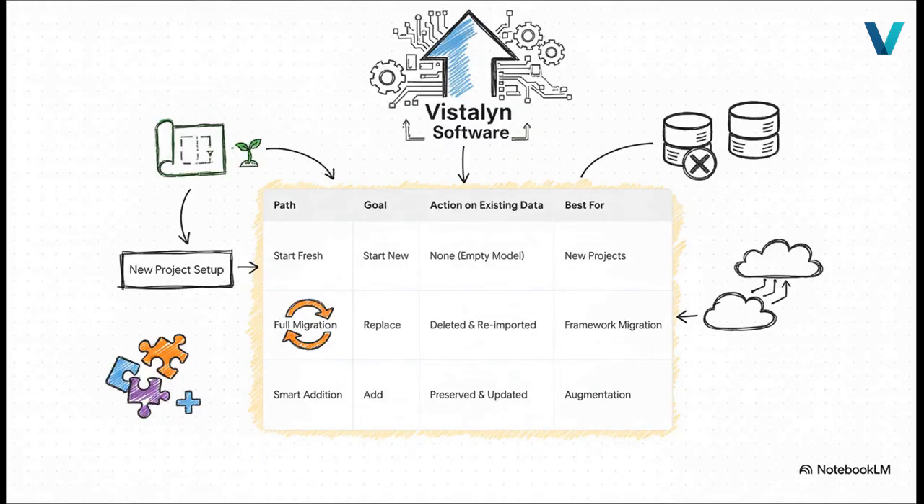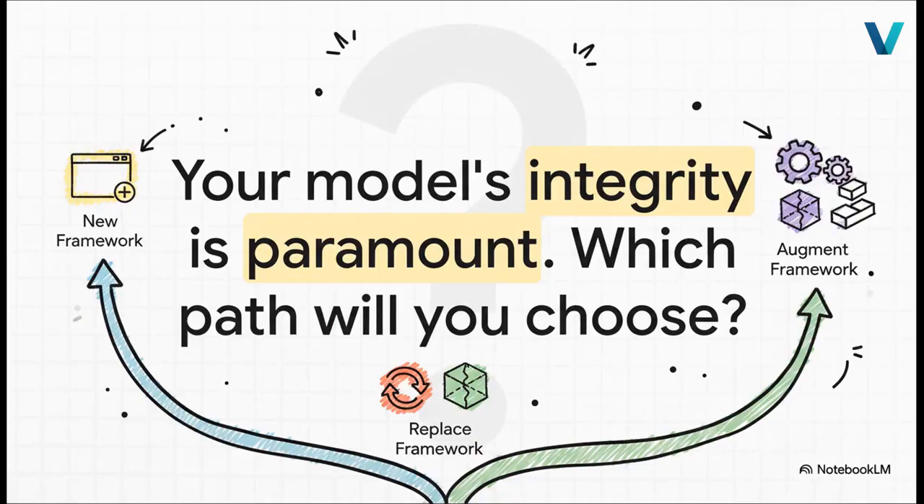So let's bring it all together. Think of this table as your decision-making cheat sheet. If your goal is to start something brand new, you're going to start fresh. If you need to completely replace an old framework, you'll do a full migration, knowing your data gets wiped and then re-imported. And if you just want to add new features, you'll choose Smart Addition to keep all your existing data safe and sound. At the end of the day, the choice really just comes down to your goal.